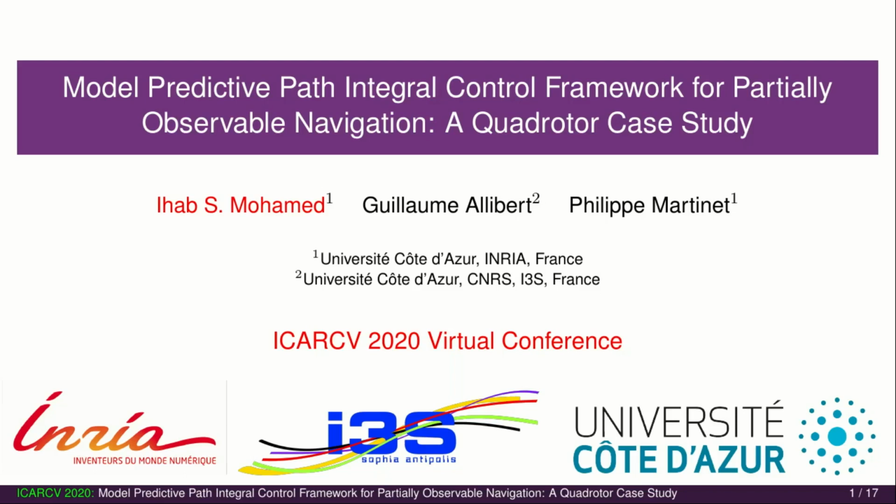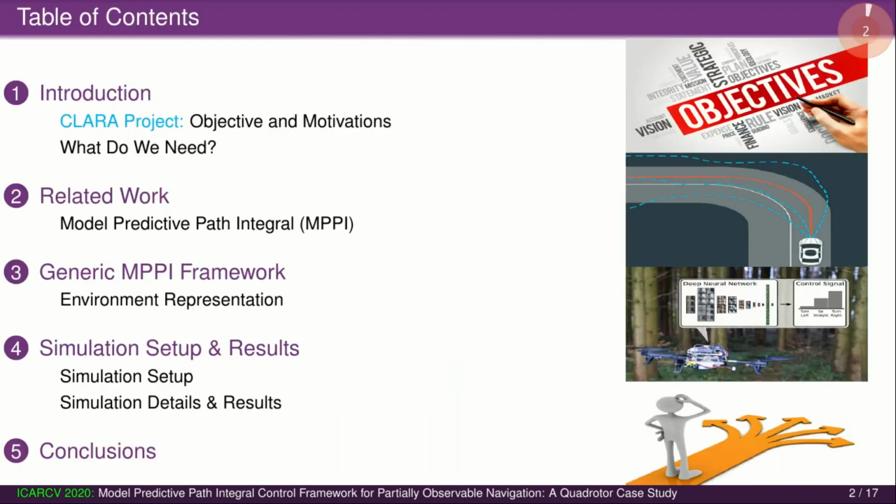In this video, I will speak about Model Predictive Path Integral Control Framework for partially observable navigation considering a quadrotor case study. First, I will give a brief introduction of our Clara project and what we actually need for performing autonomous navigation. Then I will speak about one of the related works, in particular MPPI and how it works. After that, I will give an overview of our proposed approach followed by the simulation results.